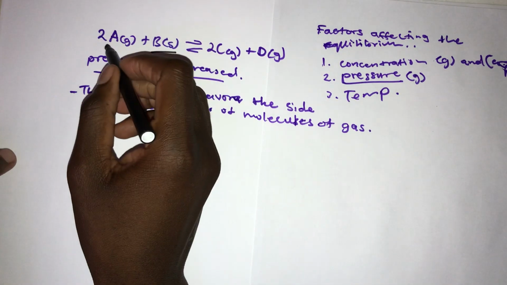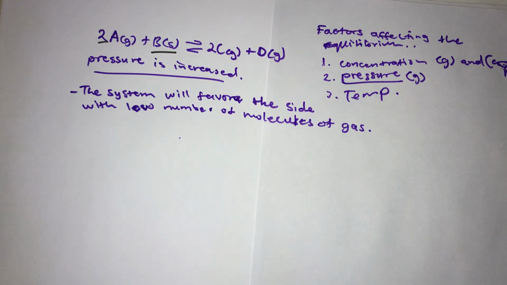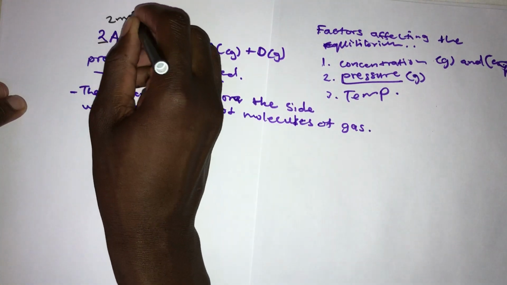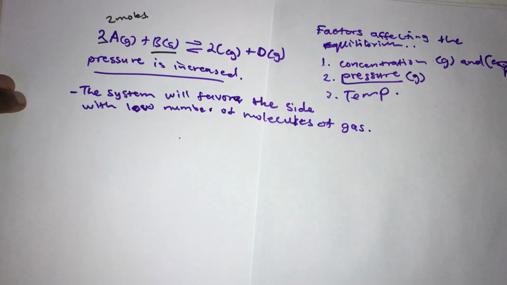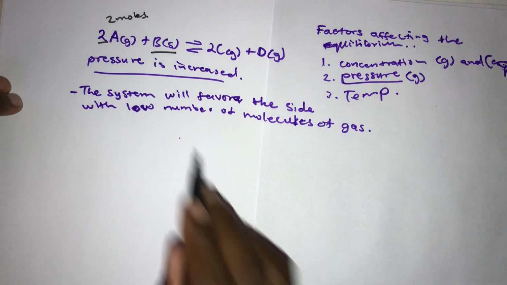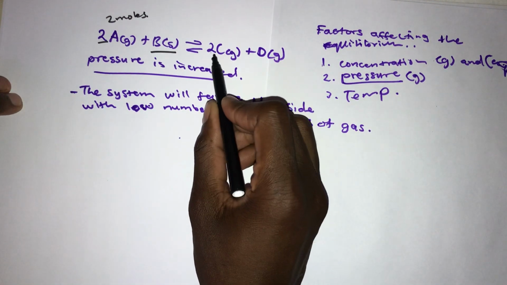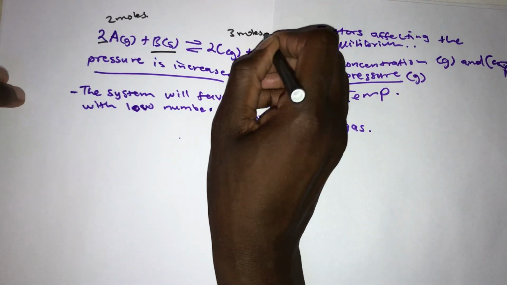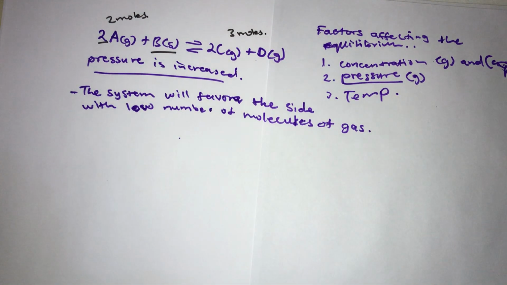So let's check. This one is 2. It means that on the reactants we have 2 moles. And then on the products, how many moles? It's 2 plus 1, which is 3 moles. So now let's check. On the reactants, it's only 2 moles. On the products, it's 3 moles. It means that now the reverse reaction will be favored.